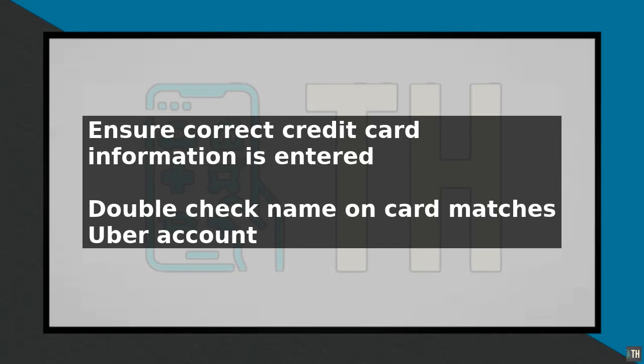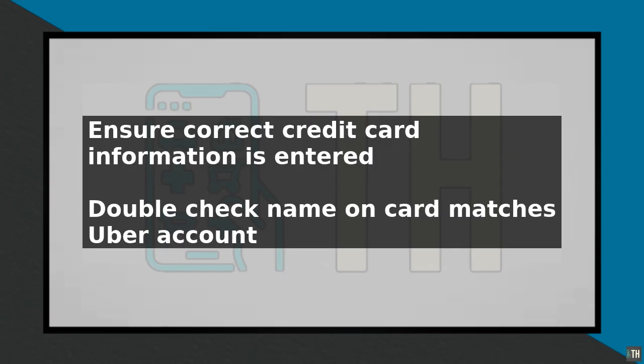If you are having trouble adding a credit card to your Uber account, there are several possible reasons why this is happening. First, ensure that the credit card information you are entering is correct, including the card number, expiration date, and security code. Double-check that the name on the credit card matches the name on your Uber account.